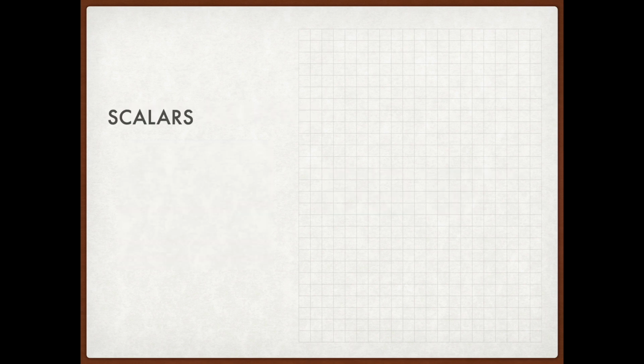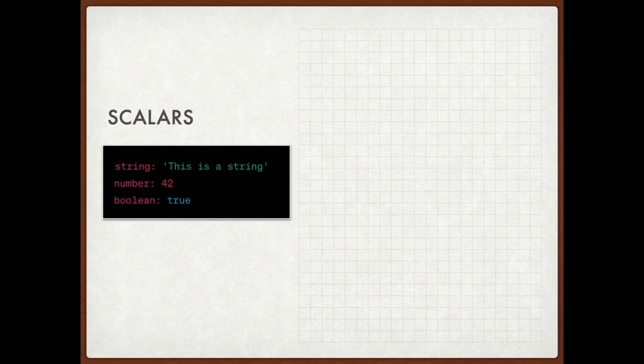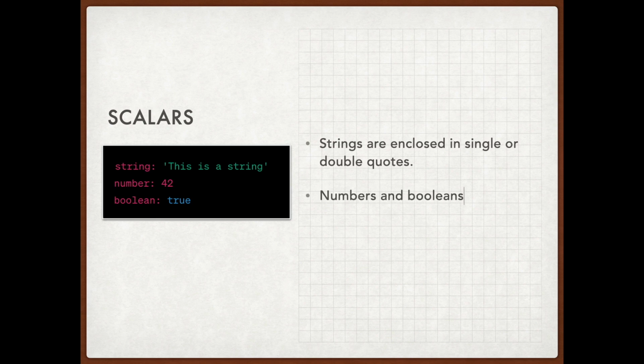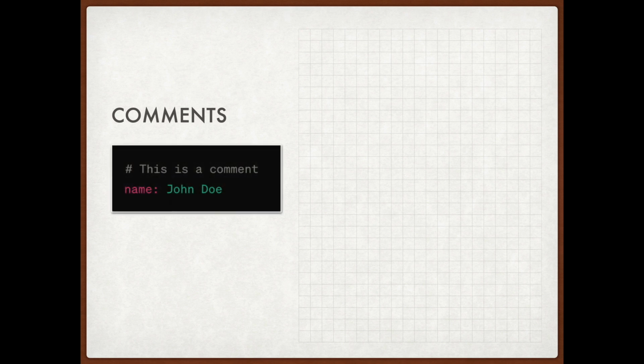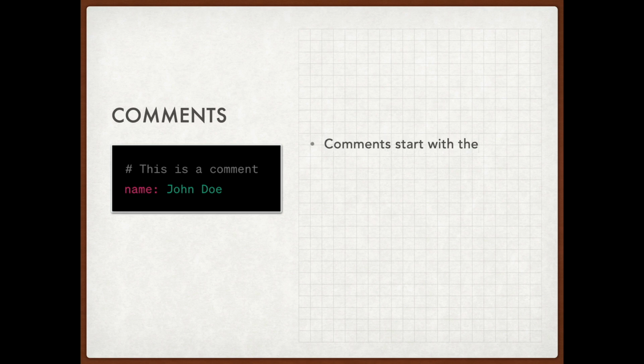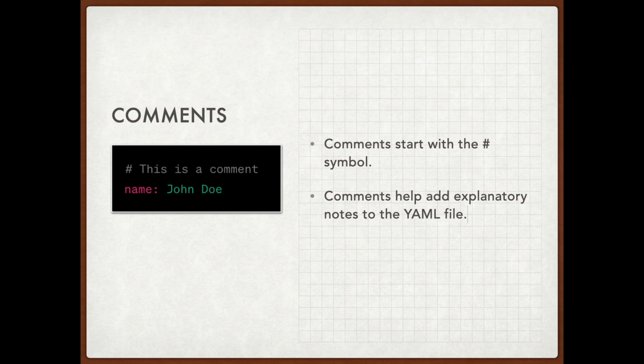Scalars. Strings are enclosed in single or double quotes. Numbers and booleans don't require quotes. Comments. Comments start with the hashtag symbol. Comments help add explanatory notes to the YAML file.